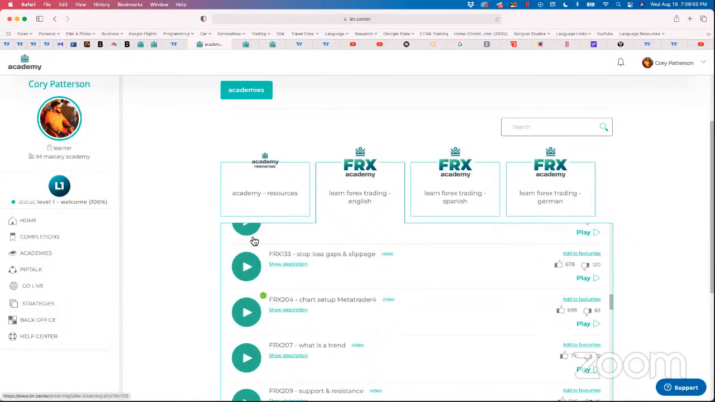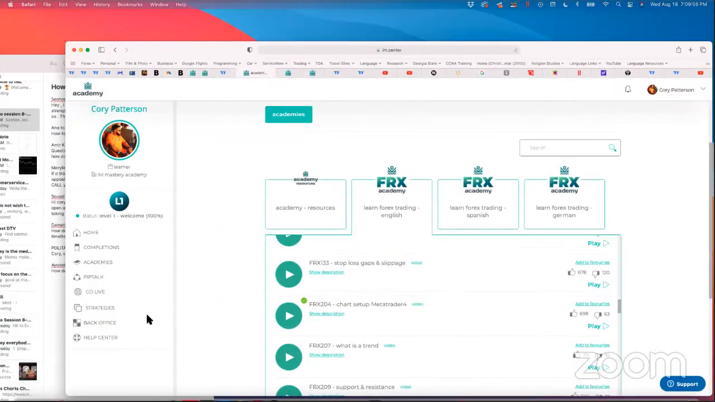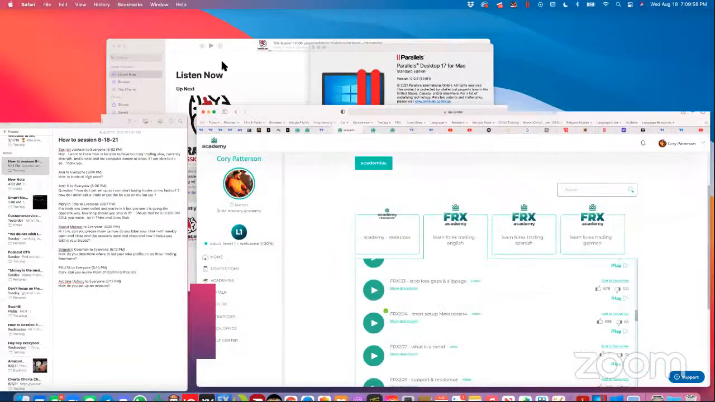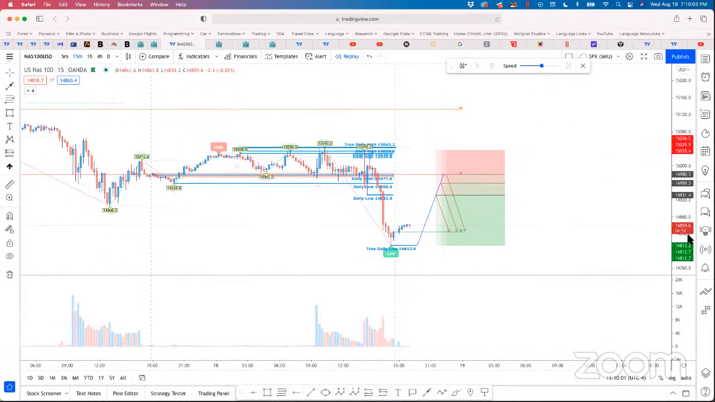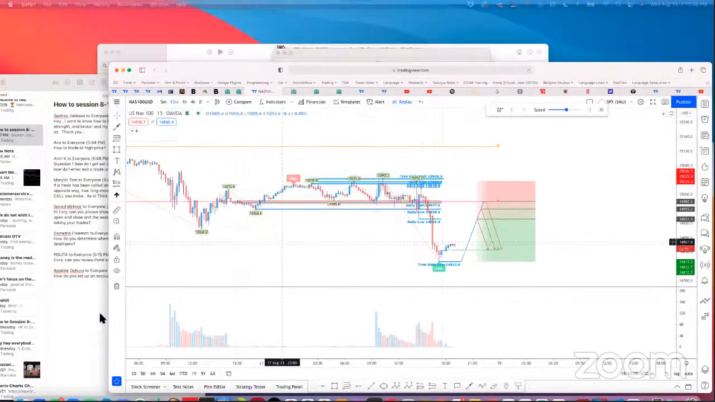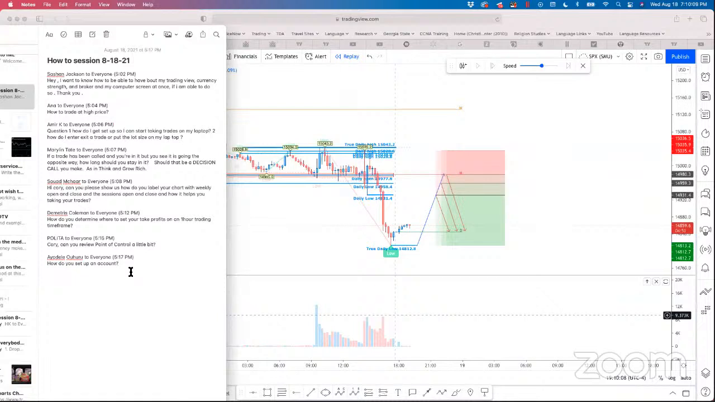But that's pretty self-explanatory. The only thing I'd say is just make sure you get the right version of MetaTrader, because a lot of people set up MetaTrader 5 by mistake. That's all these questions. Does that answer?